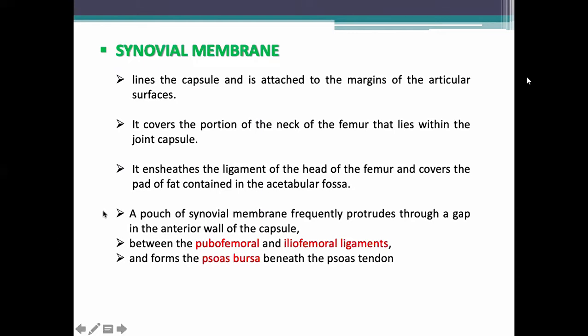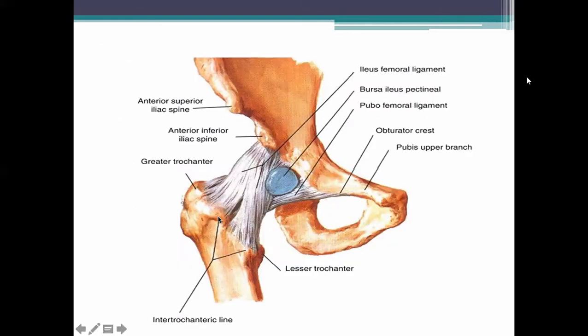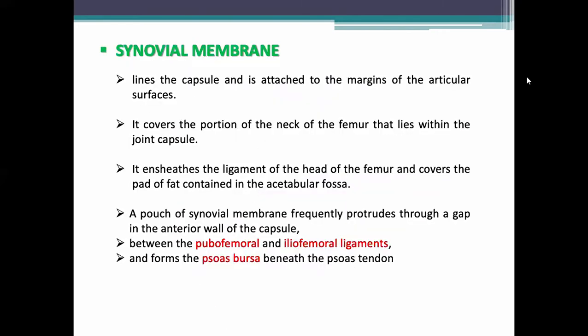A pouch of synovial membrane frequently protrudes through a gap in the anterior wall of the capsule between the pubofemoral and the iliofemoral ligament. This pouch of synovial membrane protruding between the pubofemoral ligament and the iliofemoral ligament forms the psoas bursa, which lies beneath the psoas tendon.